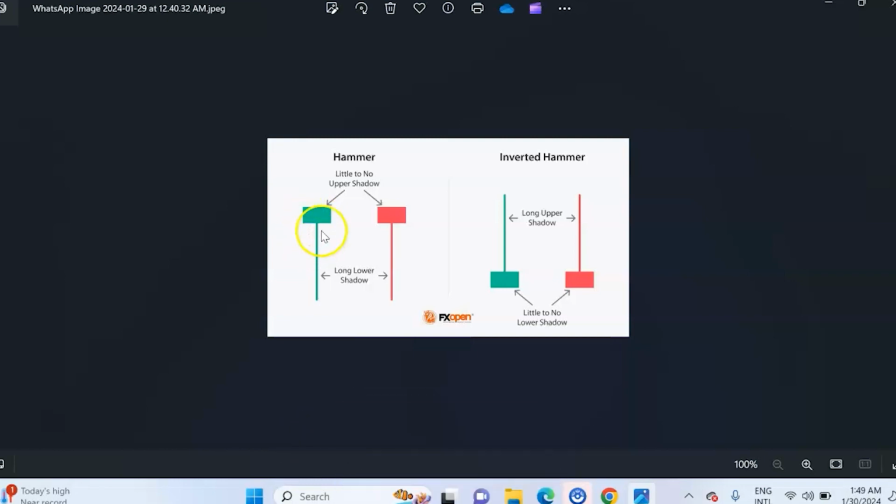So what's the essence of this candle? This candle is telling you that the market opened here. This is the open of the market. Sellers tried to push the market down, but the buyers recovered and pushed it to close up here. So it's a very strong bullish candle.